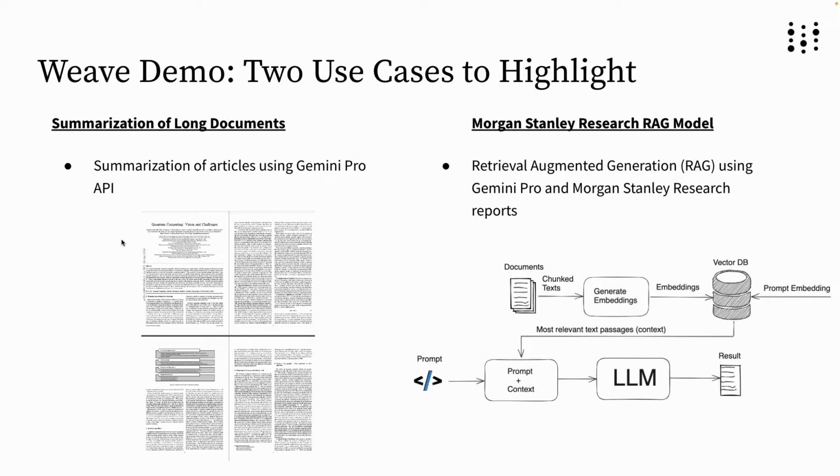The second use case is the Morgan Stanley Research RAG model. Many customers use retrieval-augmented generation to access and respond to questions related to proprietary or internal documents. Let's start with the summarization use case.